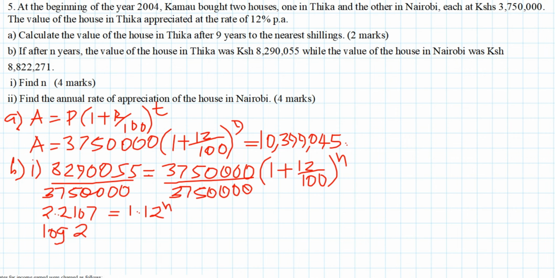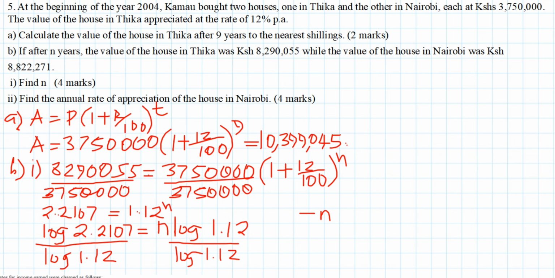So when we introduce logarithms, you're going to have the log of 2.2107 being equivalent to n log of 1.12, like that. And so to get the value of n, we divide by the log of 1.12 on both sides. And when we do that, we are going to find that our n is exactly 7. So that way, we have gotten the number of years that the house appreciated for, that it can obtain a value of 8,290,055.